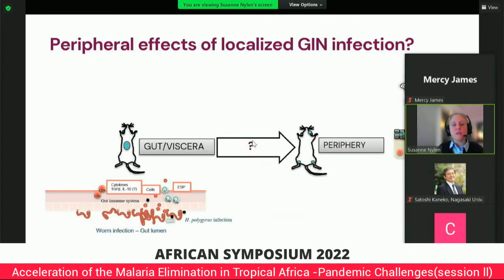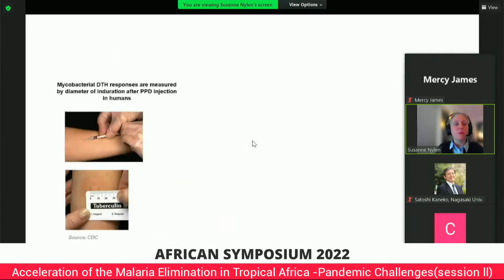We were particularly interested in peripheral effects of worm infections. And this is because, for example, mycobacterial vaccination, BCG vaccination, is given in the skin, and we also measure PPD reactions in the skin. And vaccines are also, all of them, either given orally or most are given intramuscularly in the periphery. So we wanted to see what had happened in other parts of the body.